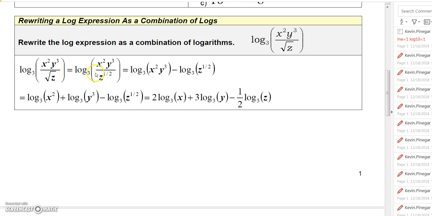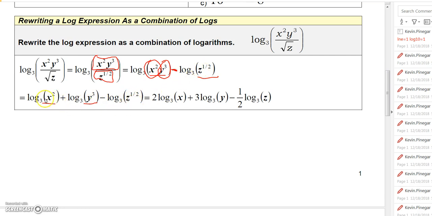But anyway, now remember the property says that if I have the log of a quotient, the log of m over n, I can write that as the log of m minus the log of n. Okay, so that allows me to do that. Now here, in this log, I have a product. I have the log of m times n. So if I go to that log property that says the log of m times n is equal to the log of m plus the log of n, then I can break this log up into two logs. I'll just bring the third one down.